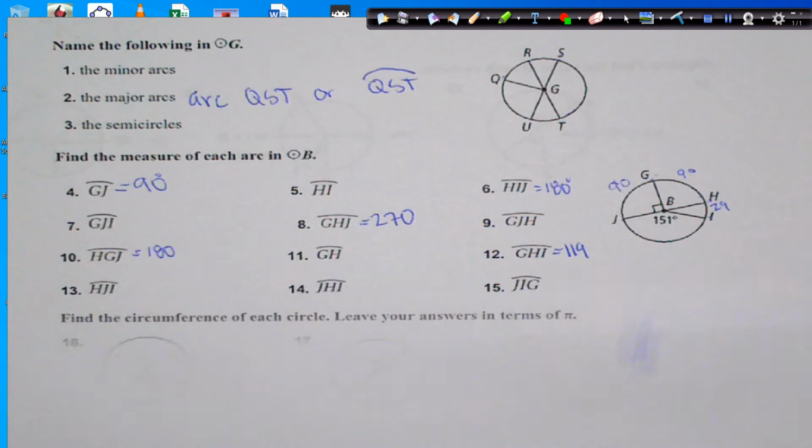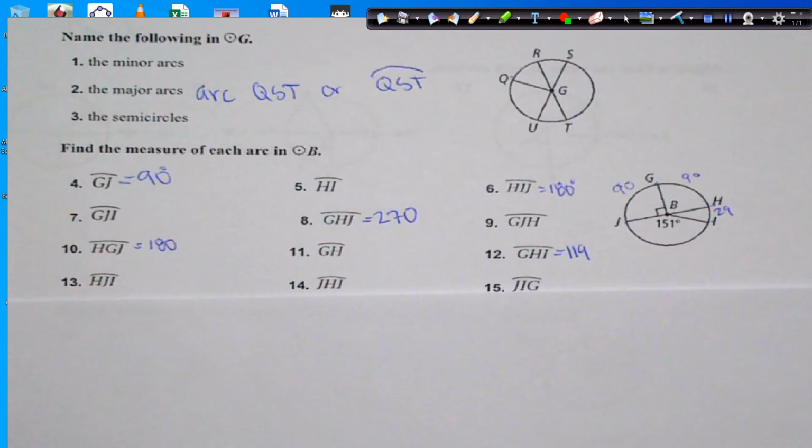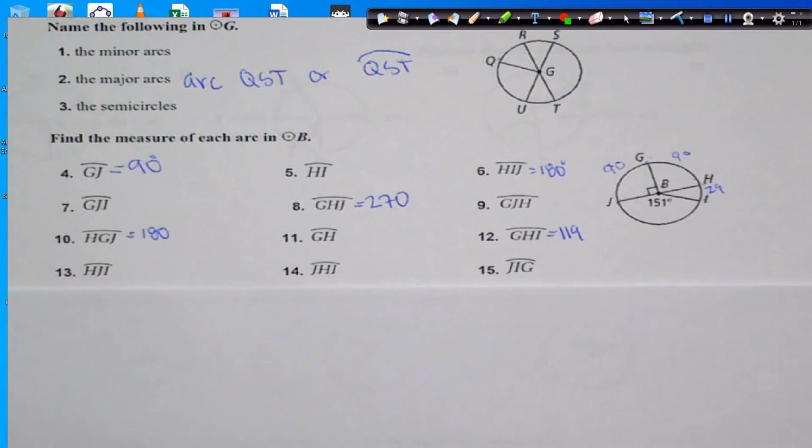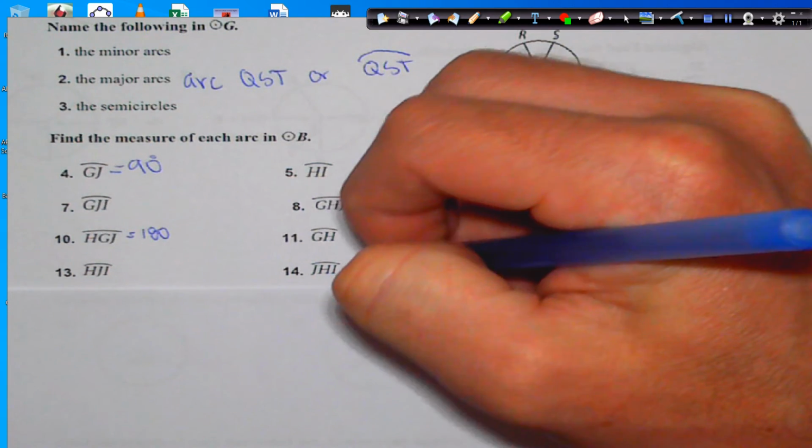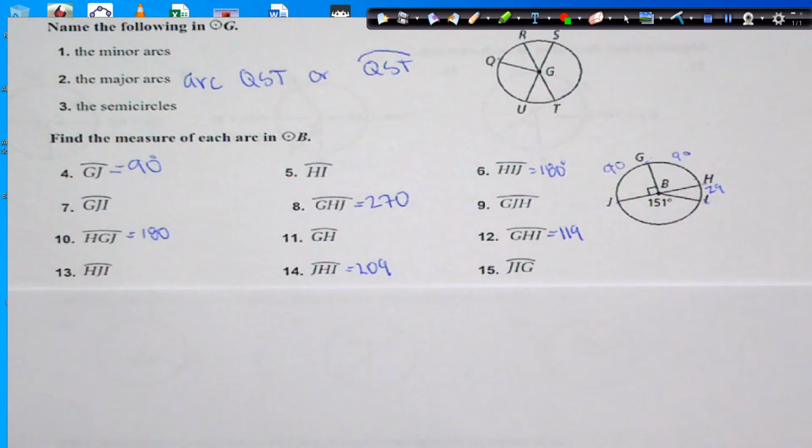All right, number 14, our last one for me, at least, JHI. Well, I already know this piece is 29, so that's 180 plus 29. So 180 plus 29 is going to be 209. And there you go.